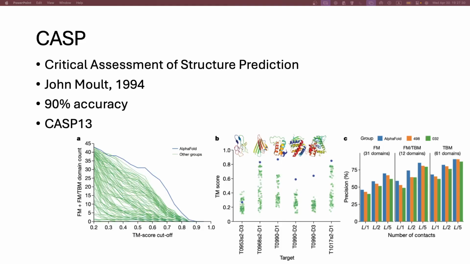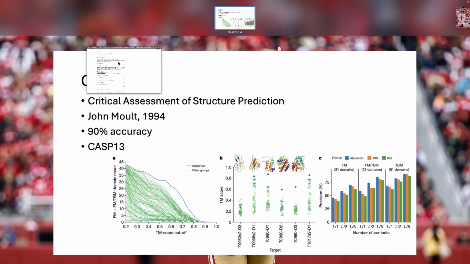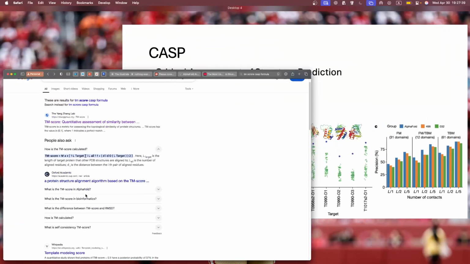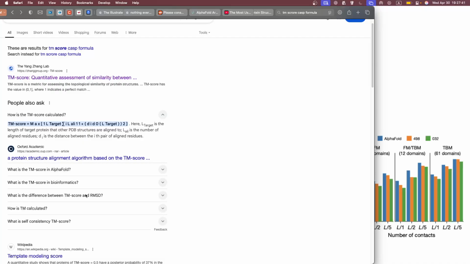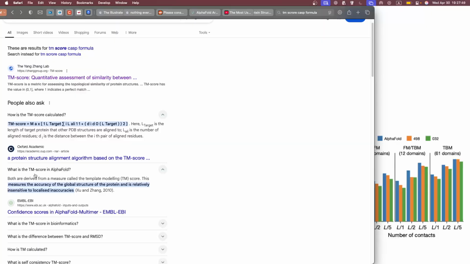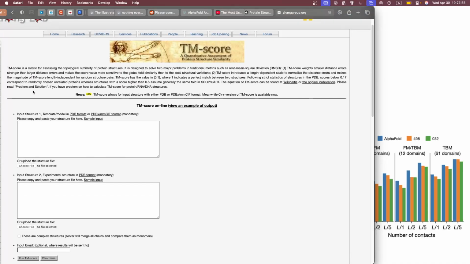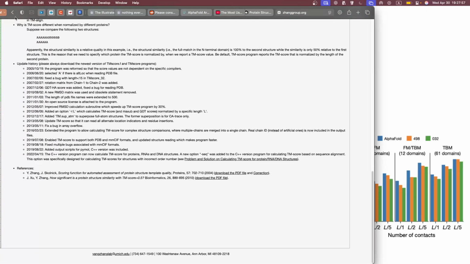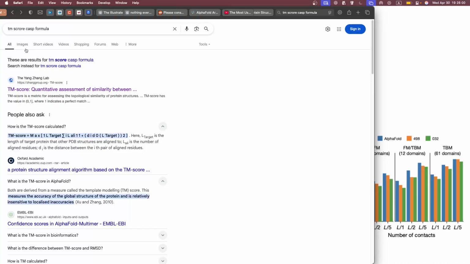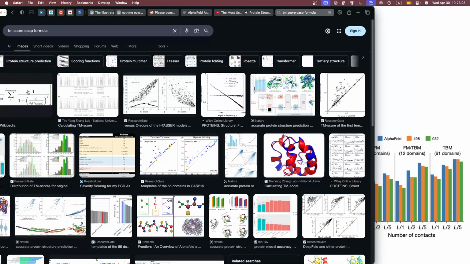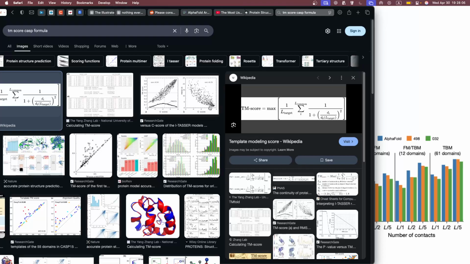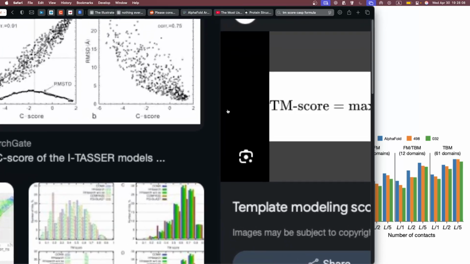Sorry, I'm looking up the TM score here. Okay, let's see if this is at all good. Can I put it here? Yeah, TM score is basically max of one over. That is amazing tech. I love how Google just doesn't tell you what you need anymore. Just go to the images. I don't like that crap. That's great, all right, that's way better, right? Hold up. Yeah, there we go.